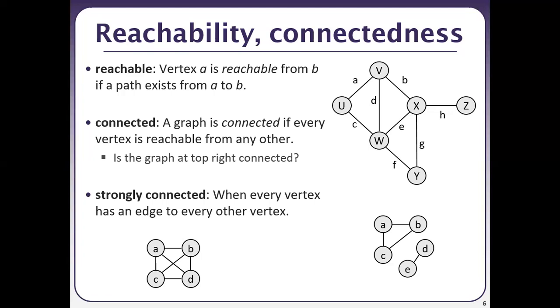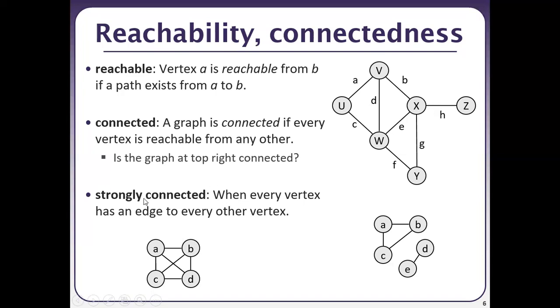A graph is said to be connected if every vertex is reachable from every other vertex. So if you consider U, U is connected to every other vertex. Here, this graph is a connected graph. You can see every vertex is connected to every other vertex.